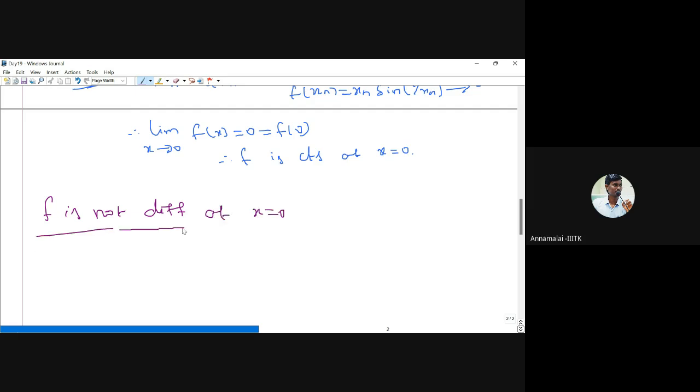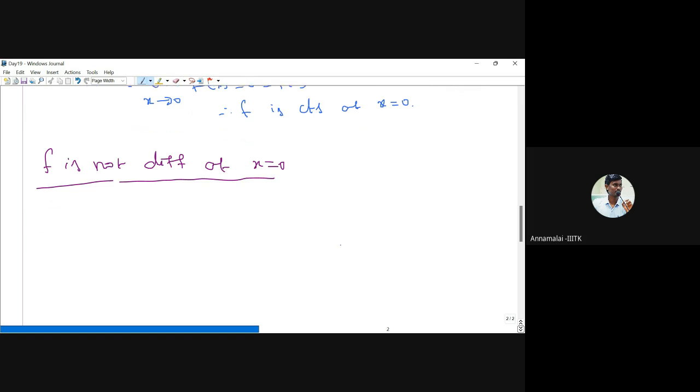But for continuity, you have to check the right hand limit and left hand limit of the function f of x. But for differentiability, we have to check the right hand limit and left hand limit of a new function. Maybe we call the new function g of x, which is nothing but f of x minus f of 0 by x minus 0, which is just x.